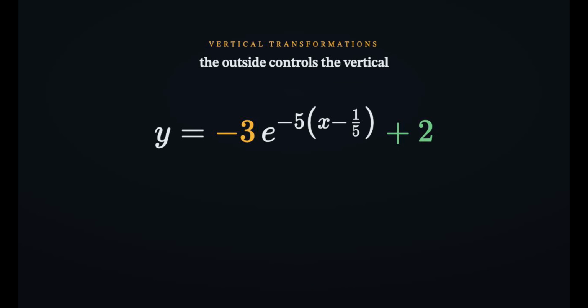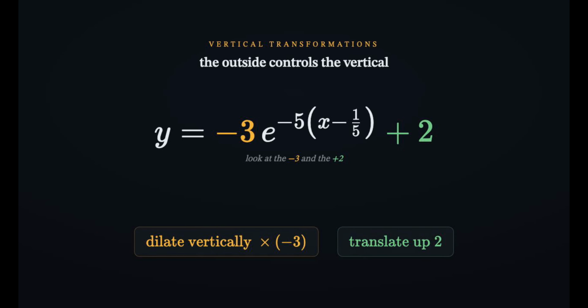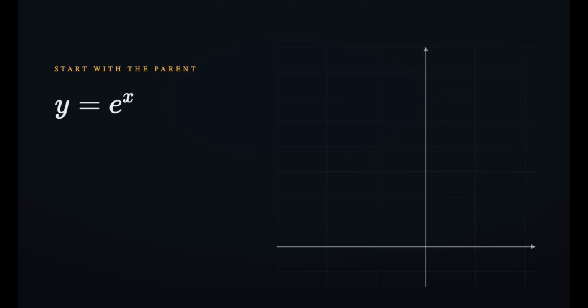Let's look at the vertical transformations. We will look at the negative 3 and plus 2. That means we dilate vertically by a factor of minus 3 and then translate up by 2. Let's do all those transformations. We'll start with the function e to the x. Let's graph it. Let's draw the y-intercept and the asymptote first.